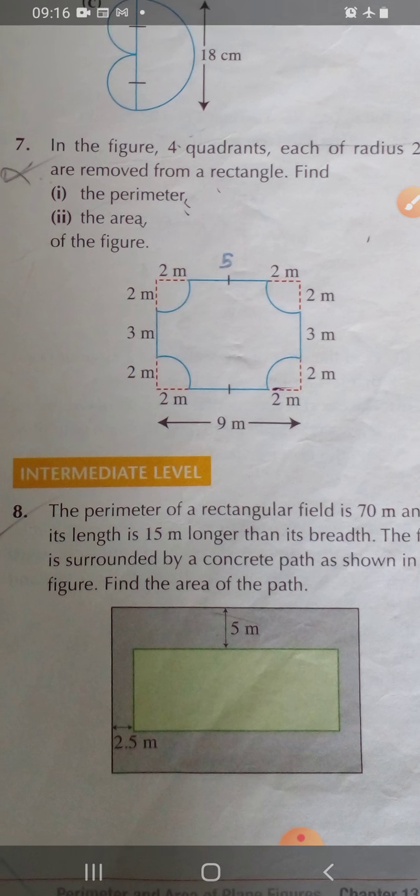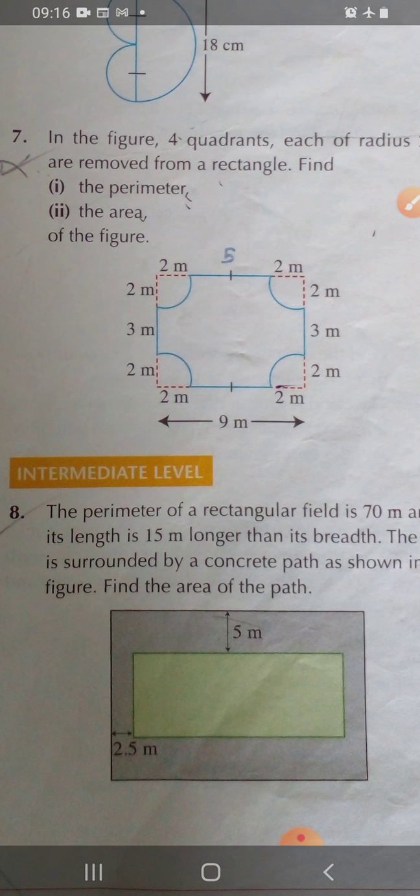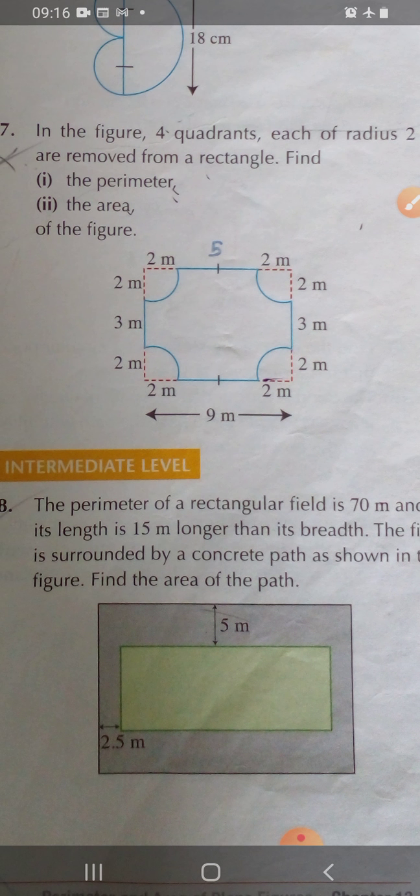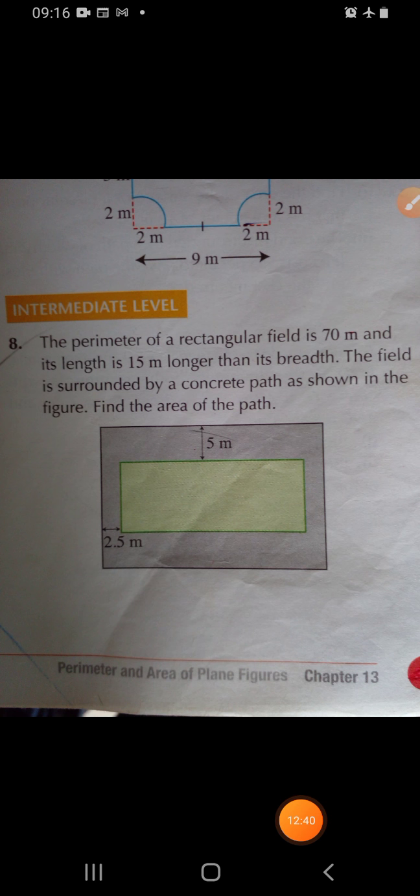Now we will do question number 8, question number 8 of exercise 13A. Here we have: the perimeter of a rectangular field is 70 meter and its length is 15 meter longer than its breadth. The field is surrounded by a concrete path as shown in the figure. Find the area of this path.